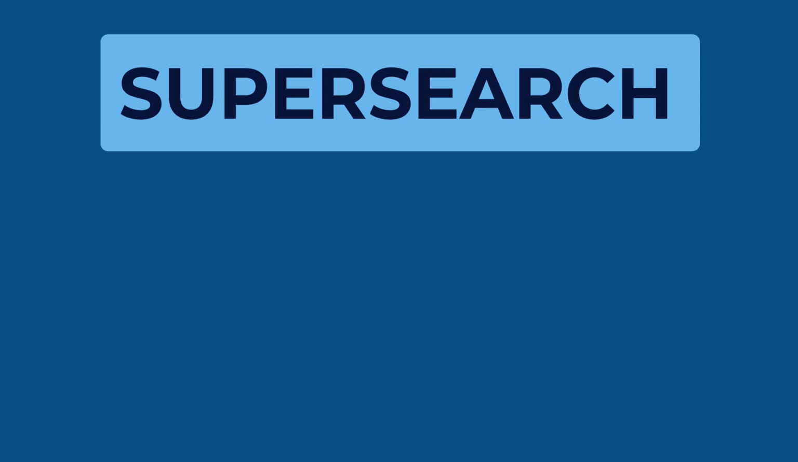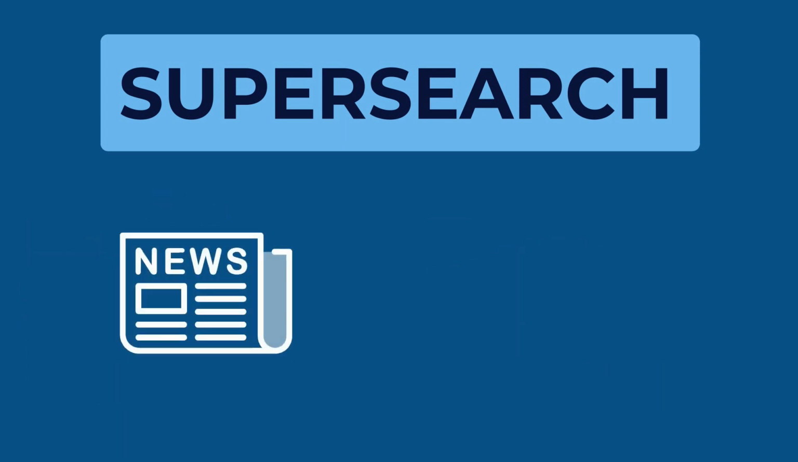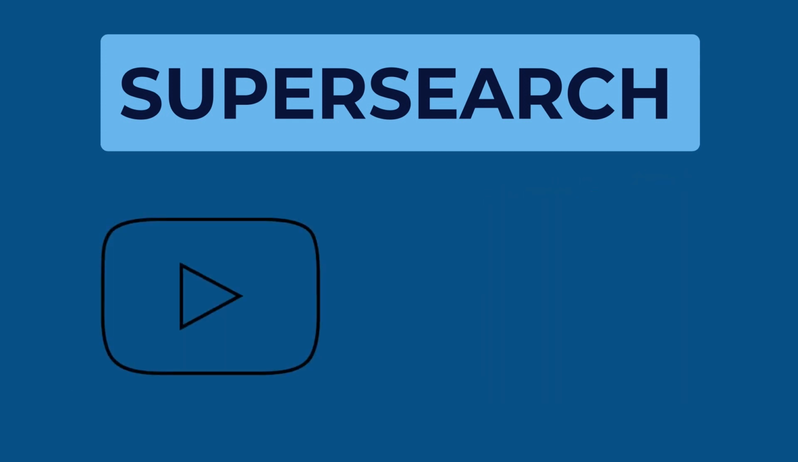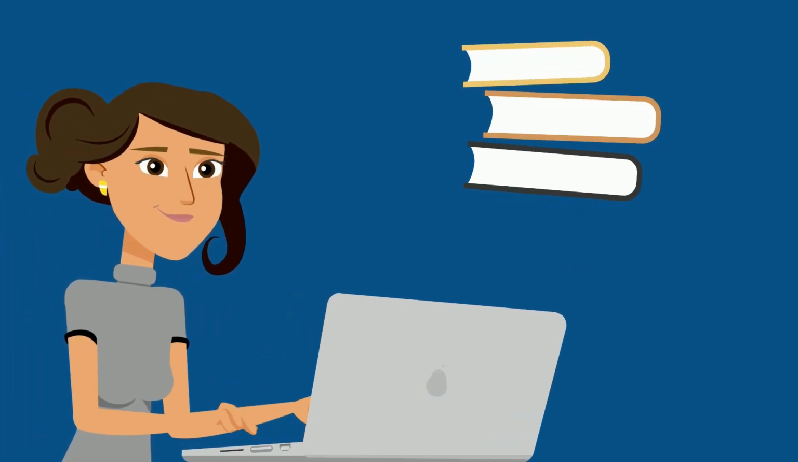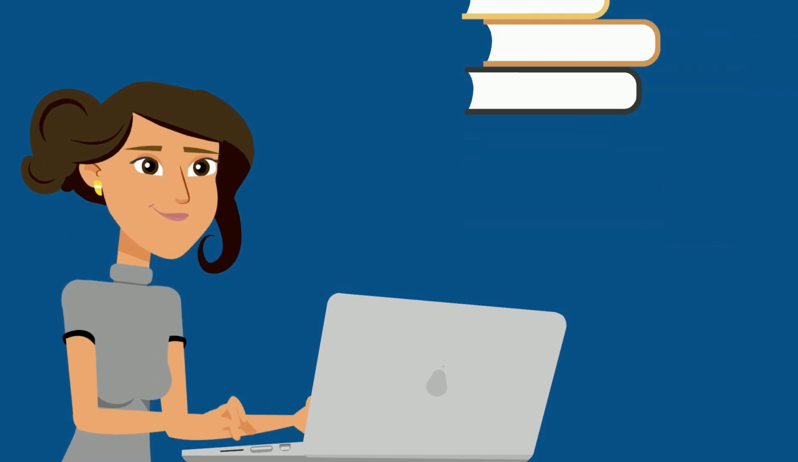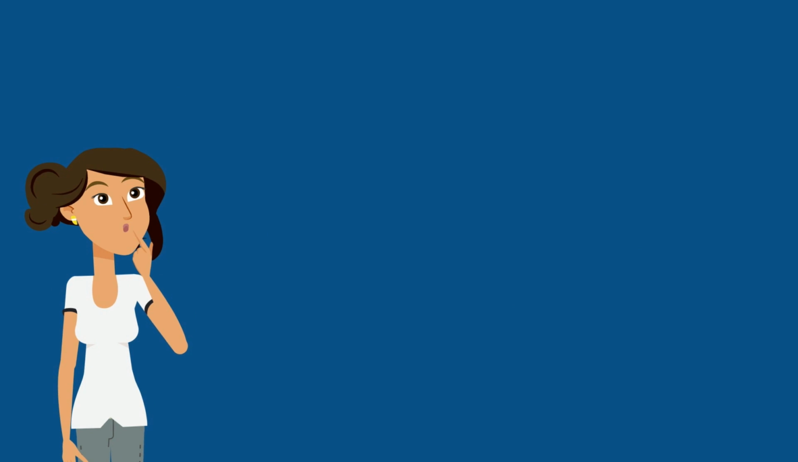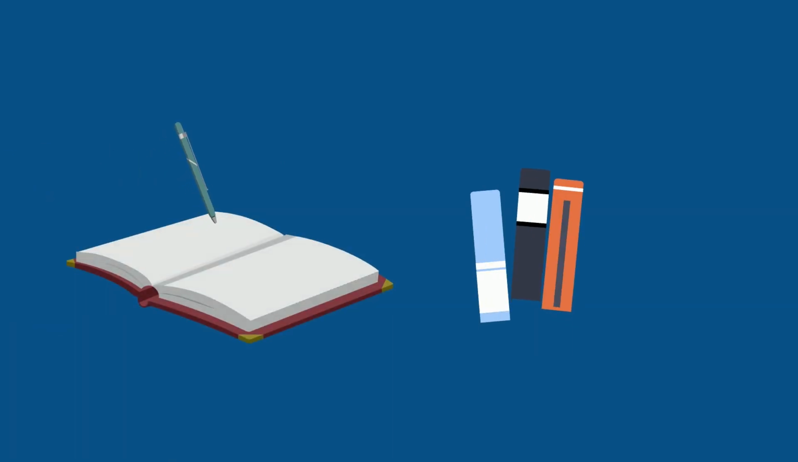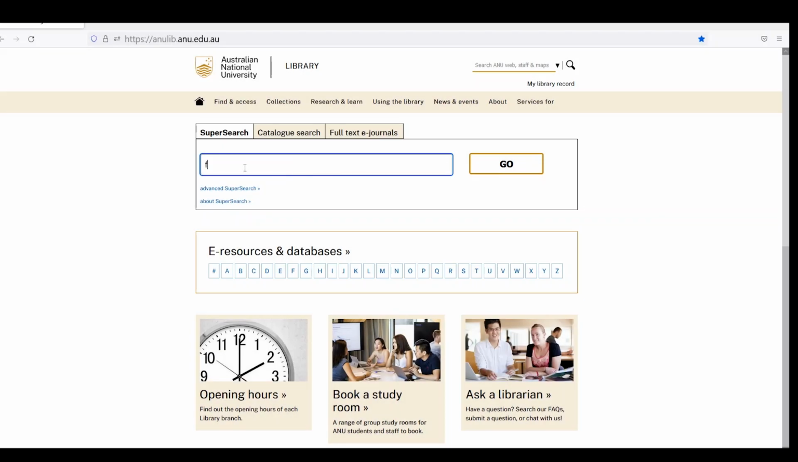You can use it to find books and ebooks, journal and newspaper articles, online resources, archival materials, video, and so much more. SuperSearch searches all of ANU Library's physical books and resources, as well as most of the online collection. This means it is a great place to get started with research for your assessments or to find your course readings. Using SuperSearch is as easy as typing your keywords into the search box.